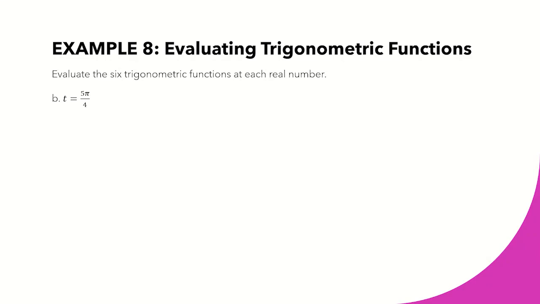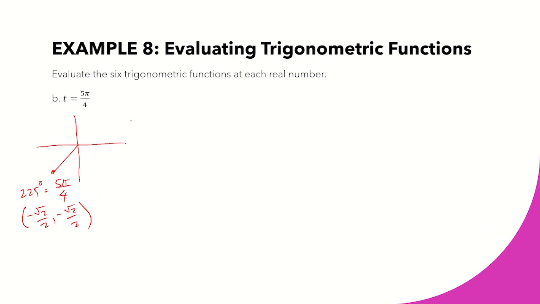Next, if it's 5 pi over 4, yung 5 pi over 4 naman natin, if titingnan natin yung ating unit circle, nasa quadrant 3 siya. So somewhere here. So this is 5 pi over 4. And in degrees, it's 225 degrees. Then yung ordered pair natin is negative square root of 2 over 2 and negative square root of 2 over 2.